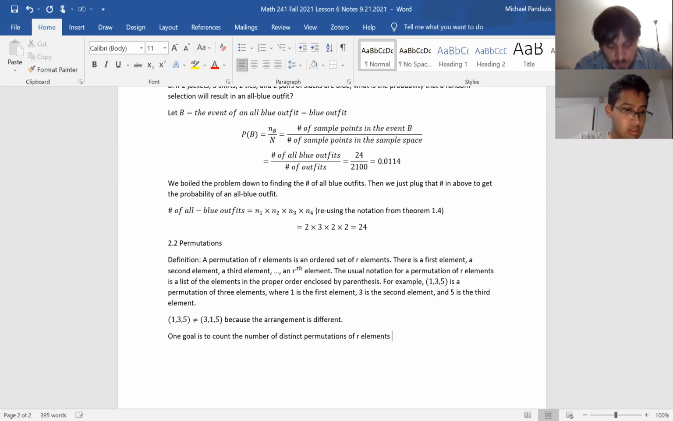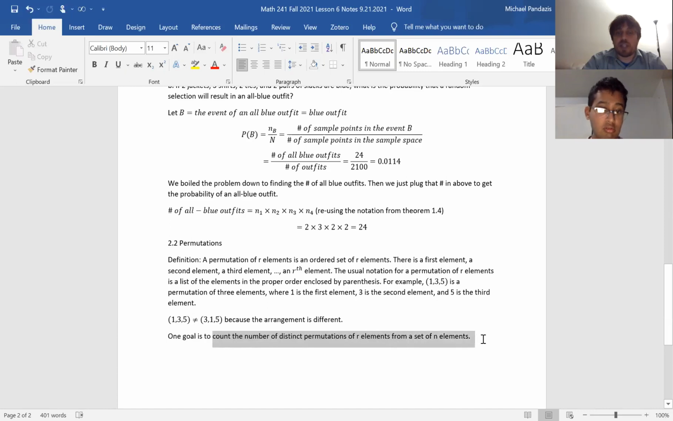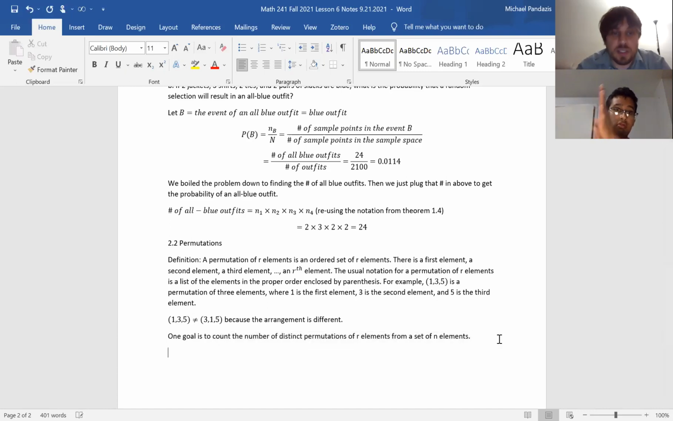Okay, so one goal is to count the number of distinct permutations of R elements from a set of N elements. If you have a set consisting of N elements, you may not have to list all the things in the set. You may be only looking at R of them and ask, how many ways can I take R of the things in that set of N elements and order them? That would be counting the number of distinct permutations of R elements from a set of N elements.